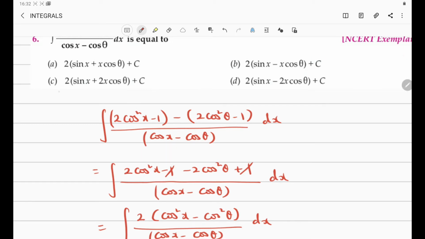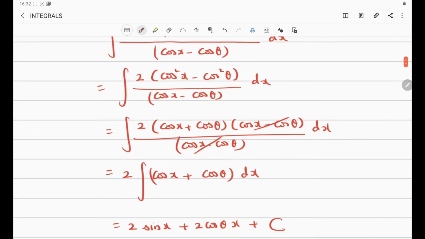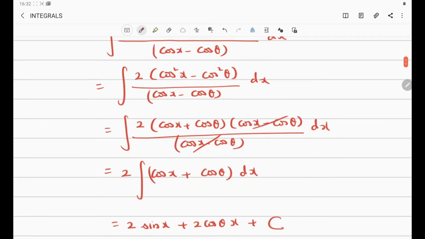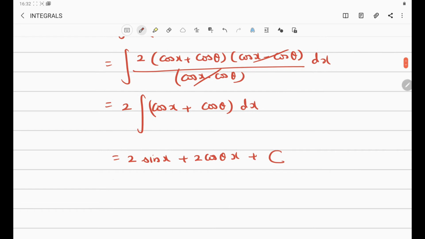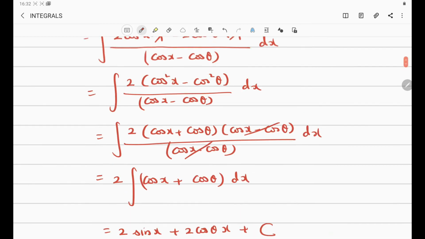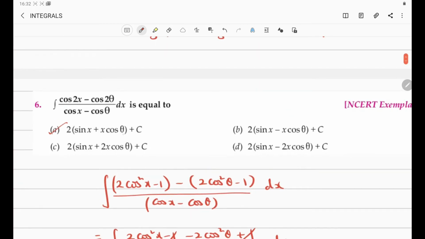So, option A is the right choice. 2 sin x plus 2 cos x. If you take 2 common, we get 2 times sin x plus x cos x plus c. So, the right option is option A, 2 times sin x plus x cos x plus c.